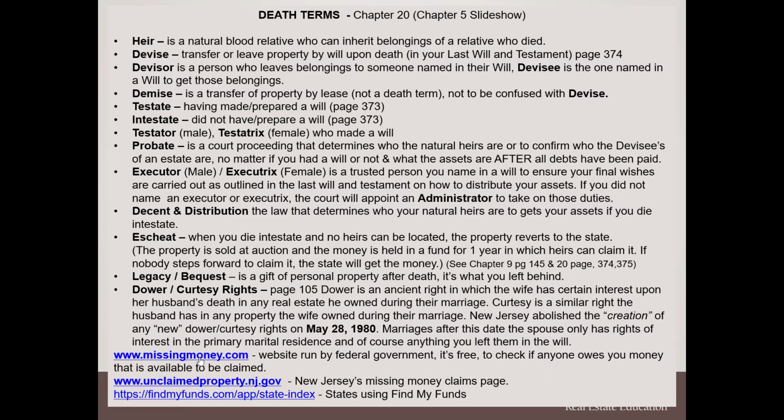It was in Missing Money back when New Jersey was still enrolled in and using that site. Other states use Missing Money. New Jersey now has separated; they have their own page. But search both of them for family members and your name. You never know, guys. It's missing money. That's why they call it missing money. Or unclaimed property. You may have money coming your way.